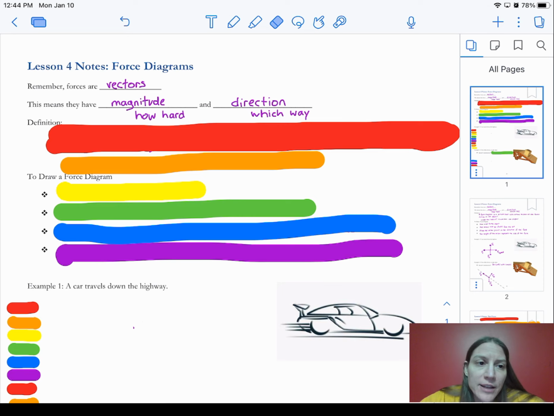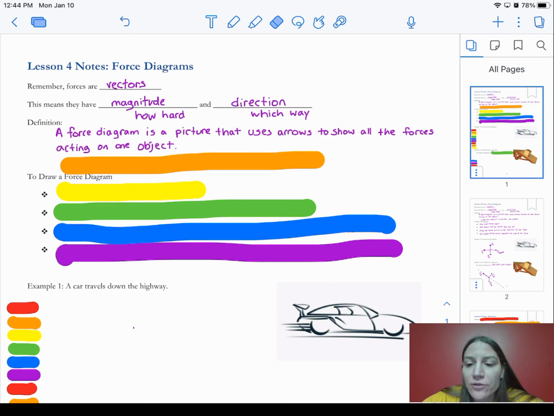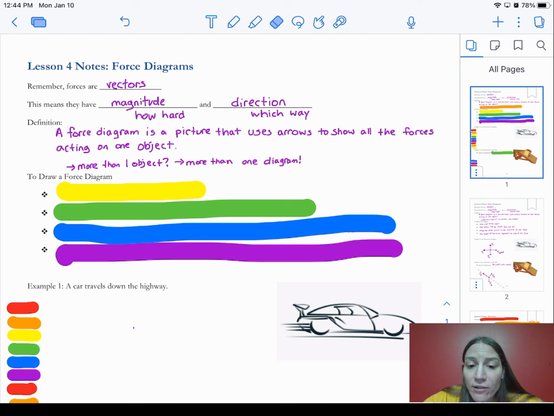The definition of a force diagram is a picture that uses arrows to show all the forces acting on one object. I wrote that kind of small, but if you have more than one object, that means you're going to be drawing more than one force diagram. So to draw a force diagram, the first thing you're going to start with is a dot for the object. Doesn't matter how big the dot or the object is, it's a dot.